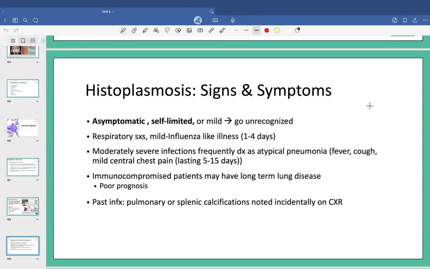And what did we say one atypical pneumonia is? We just talked about it earlier: Chlamydia pneumonia, which is often seen in school age and young children. Most of them can recover without treatment, but that's what it is often diagnosed as. In an immunocompromised patient, they may have long-term lung disease. Again, they may have a poor prognosis. On chest X-ray, you might incidentally find pulmonary or splenic calcifications. That may be evidence of a past infection.